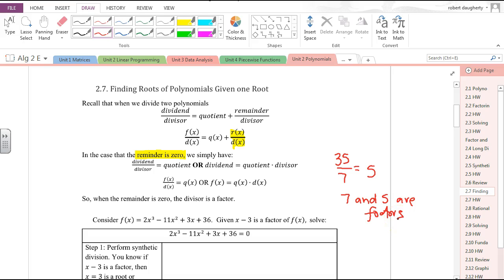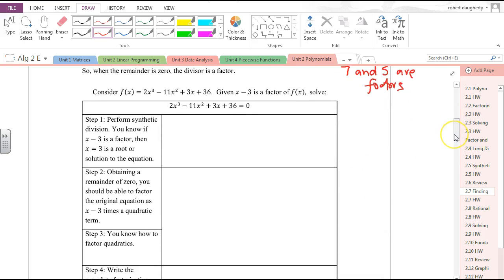Okay, so what we're going to do is start working with synthetic division, continue like we've been doing, but our whole goal is to use synthetic division now to help us factor polynomials. So let's take a look at an example. I give you a polynomial here. What is the degree of this polynomial? Yeah, it's a third degree polynomial. And I tell you that one factor is x minus 3.